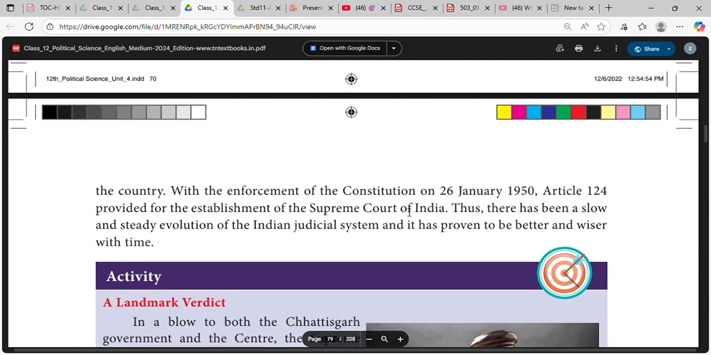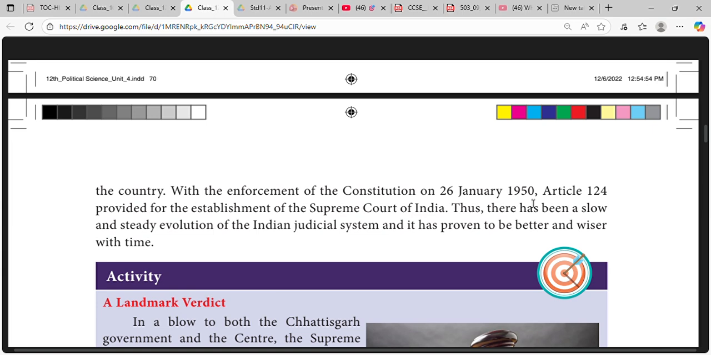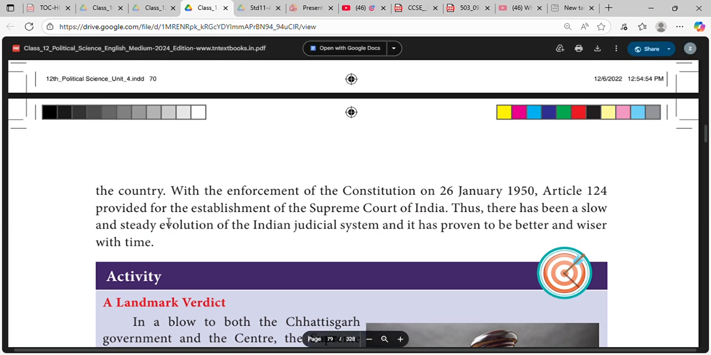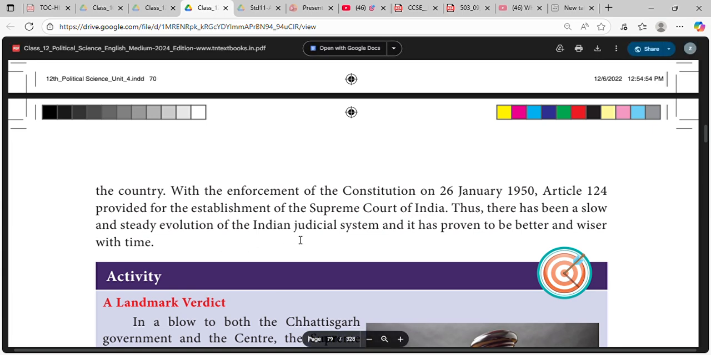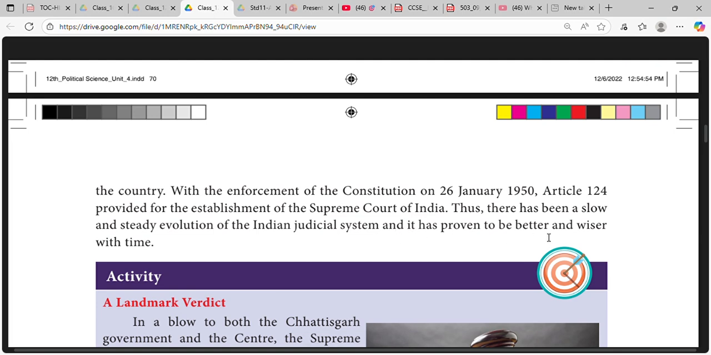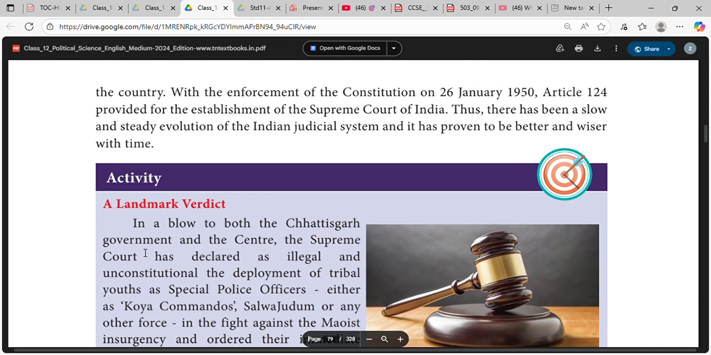With the enforcement of the Constitution on 26 January 1950, Article 124 provided for the establishment of the Supreme Court of India. Thus, there has been a slow and steady evolution of the Indian judicial system, and it has proven to be better and wiser with time.